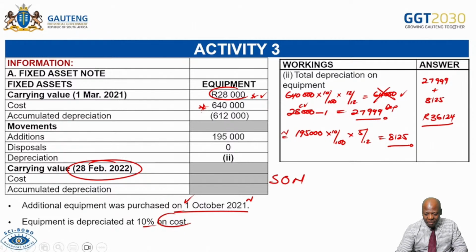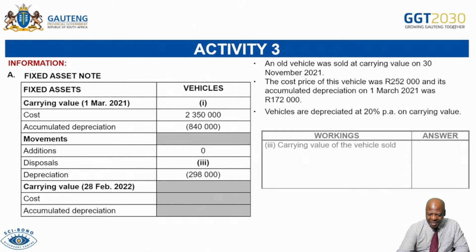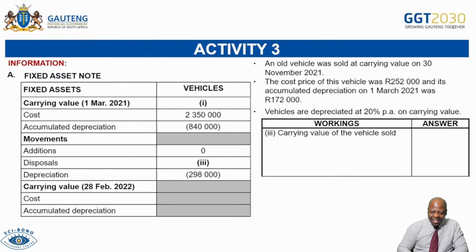All right, let's go on now. I think this could be the last calculation for the day. All right, and let's see what they want us to do. Carrying value of the vehicle sold. So in this case, we have a vehicle that was sold. It says, an old vehicle was sold at carrying value on 30 November. The cost of this vehicle was 252 and its accumulated was 172. Vehicles are depreciated at 20% per annum on the carrying value.